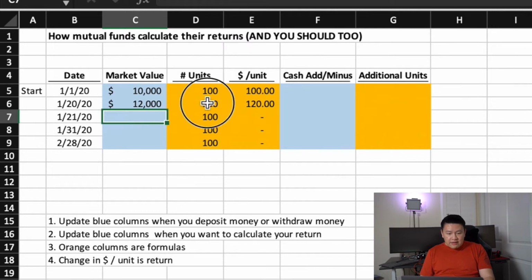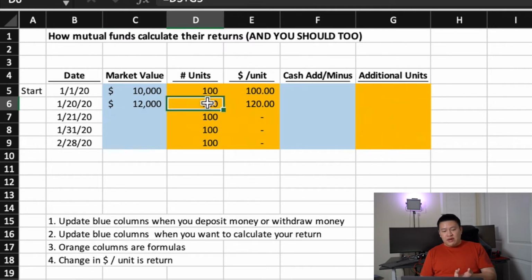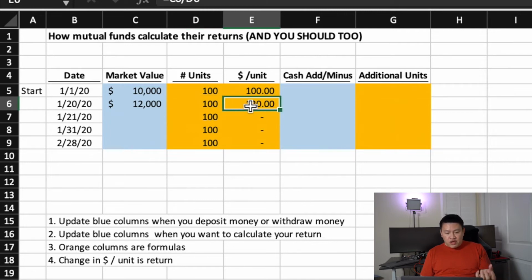You can see that I still have my initial 100 units, and now my dollar per unit, because it's 12,000 divided by 100, is $120 per unit. So if I want to calculate my returns at this point in time, I would take my balance, which is 120, divided by 100, which is my starting balance, subtract 1. So at this point in time, I would show a 20% gain, right? Just like how you would expect.